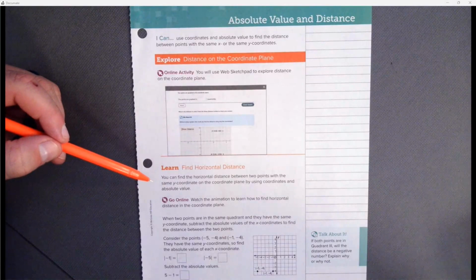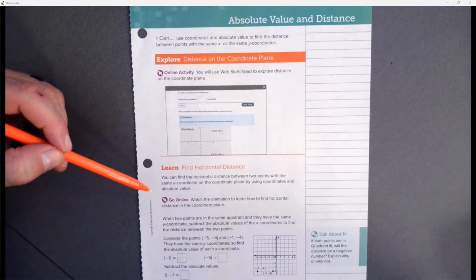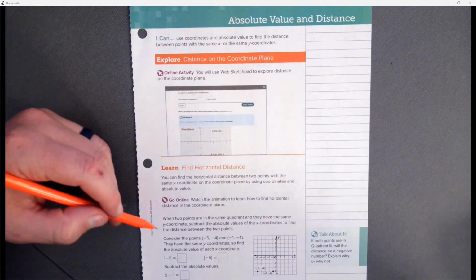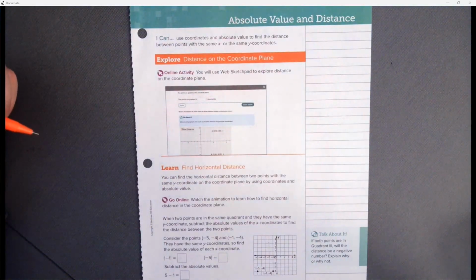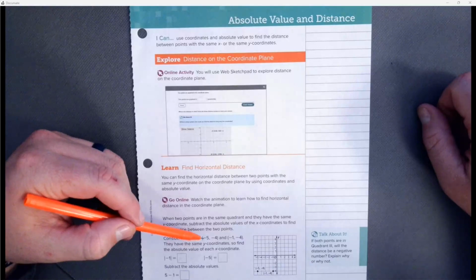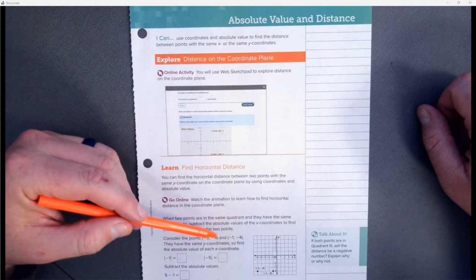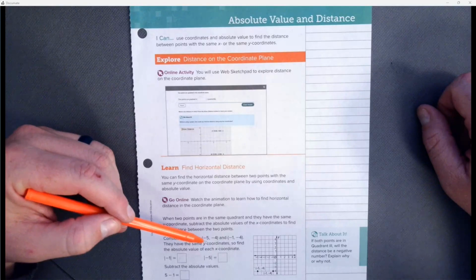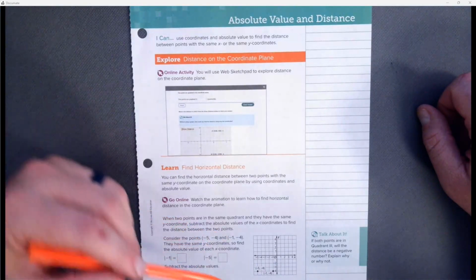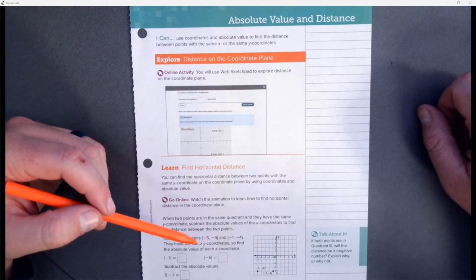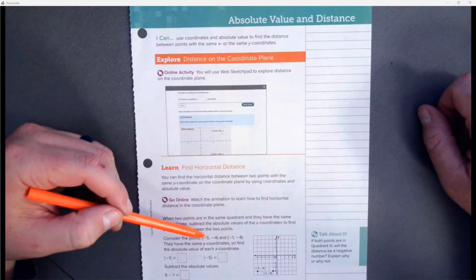You can find the horizontal distance between 2 points with the same y coordinate on the coordinate plane by using coordinates and absolute value. When 2 points are in the same quadrant, they have the same y coordinate. Subtract the absolute values of the x coordinates to find the distance between the 2 points. So we have a point -5, -4, and point -1, -4. Since they have the same y, we're going to find the distance using their x value. And since they're both in quadrant 3, we are going to subtract the absolute values of the x.